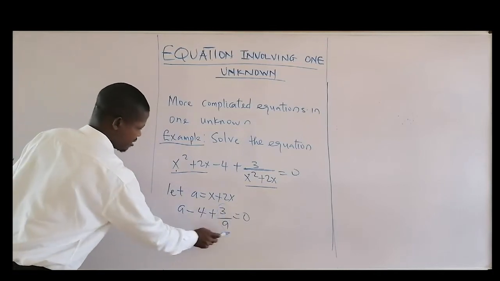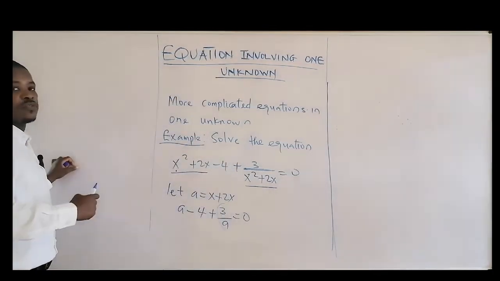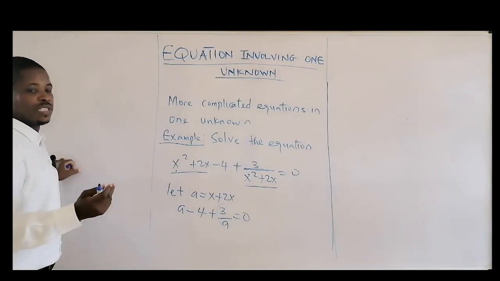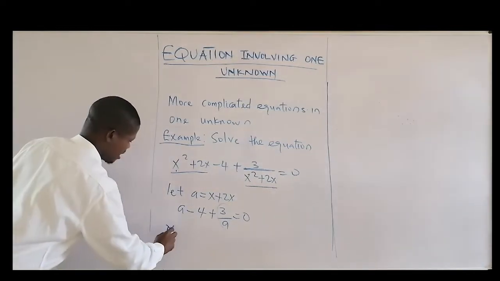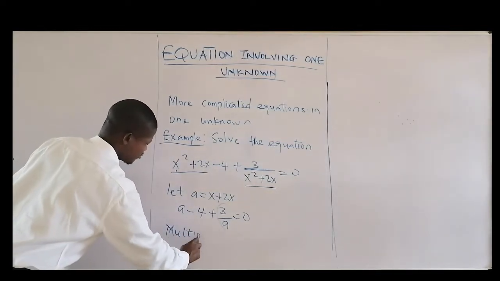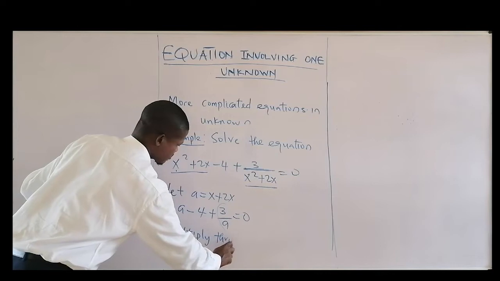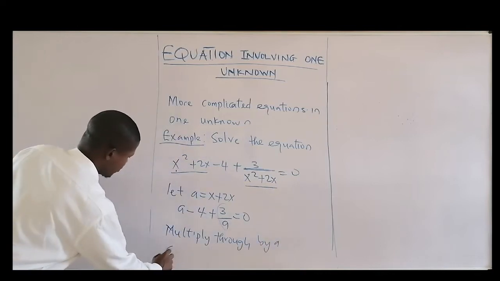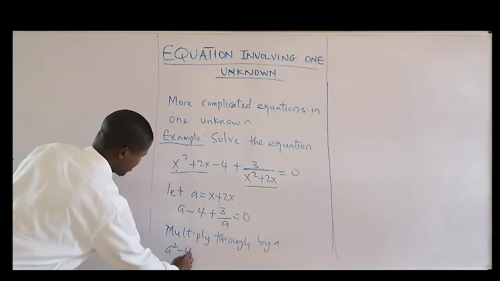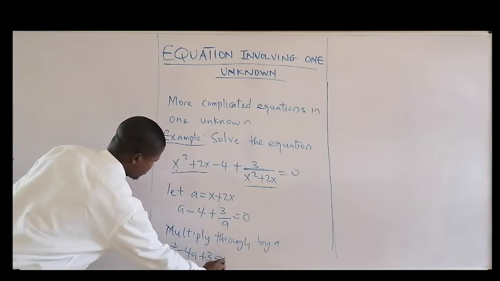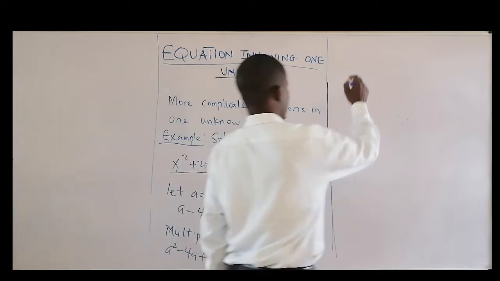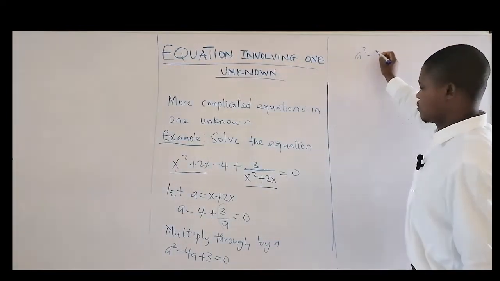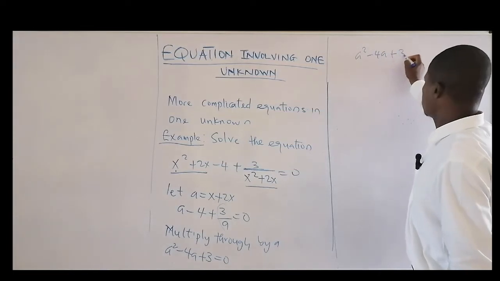Then this is a fraction here. Let's make them all in the same form, without denominator, without fraction. So multiply by what? By a. Multiply by a. So I have now a squared minus 4a plus 3 equal to 0. So I can solve that. That will be a squared minus 4a plus 3 equal to 0.